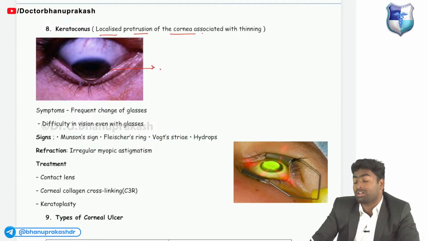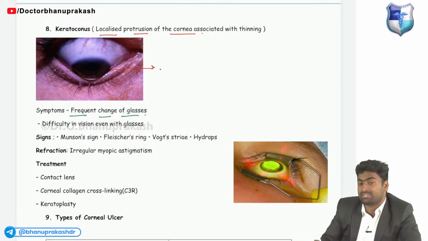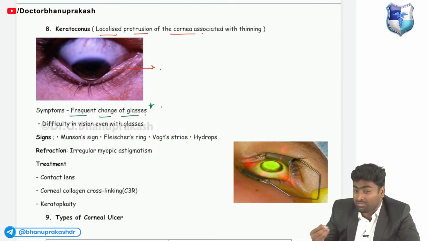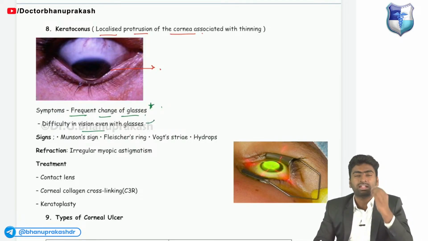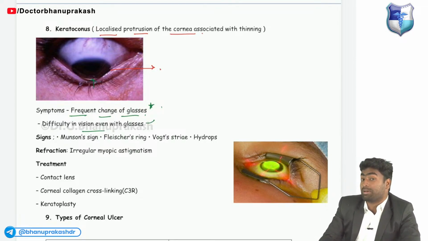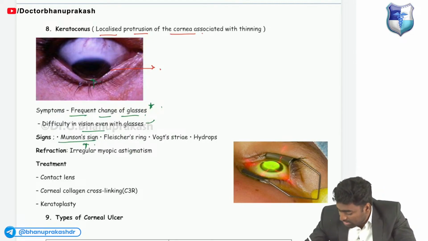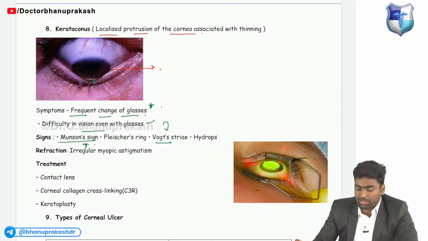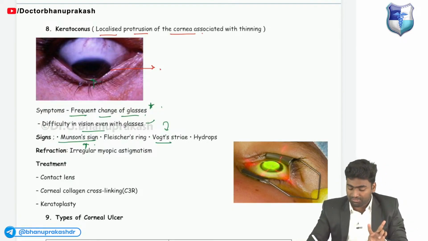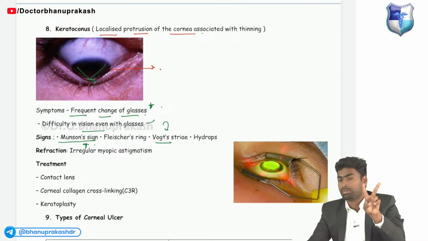And what is the classical finding the patient will tell? The patient tells that he changes his glasses very frequently. So this is the frequent change in the glasses and difficulty in vision even with glasses. And when you tell the patient to look down, he will be able to see this type of cornea, which is known as Munson's sign. Here you will be able to see Vogt's striae. This is keratoconus, and looking downside it is looking like a V. So this is keratoconus, and here you will be able to see this Vogt's striae. Remember, it is the Vogt's striae.